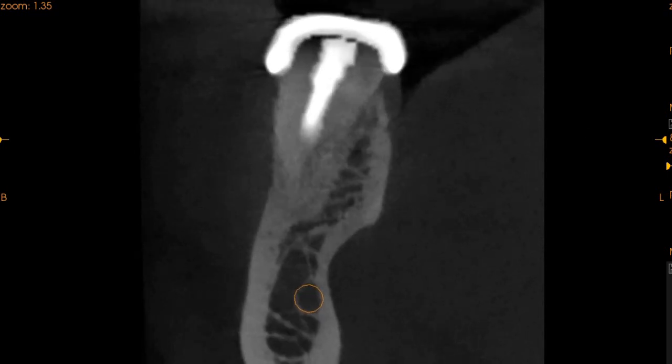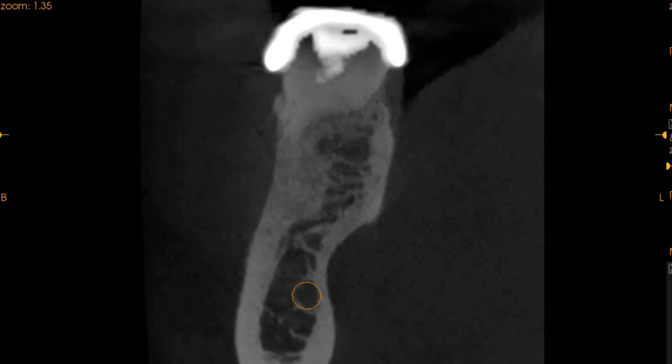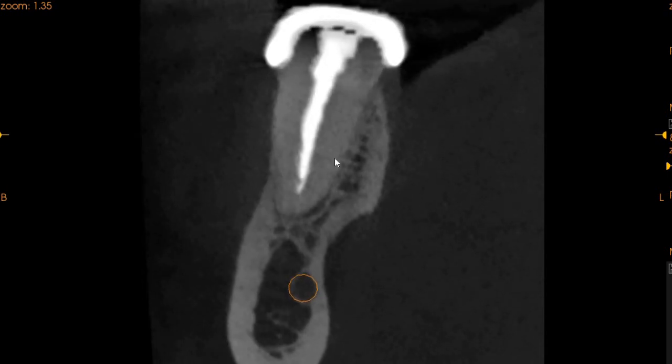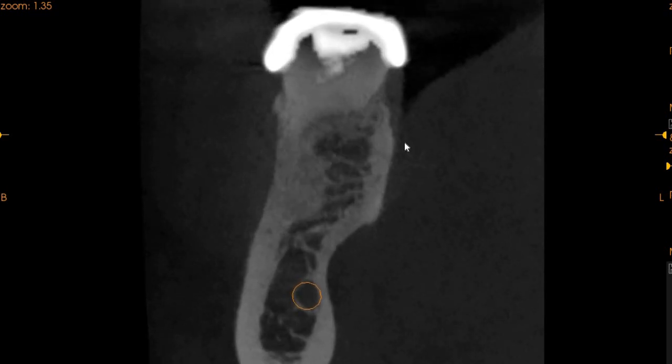Moving to the distal canal, this is the distal canal. On the distal canal, we can see that the obturation is short by approximately 2.2 millimeters. We don't see any major cracks or pathologies around this tooth.